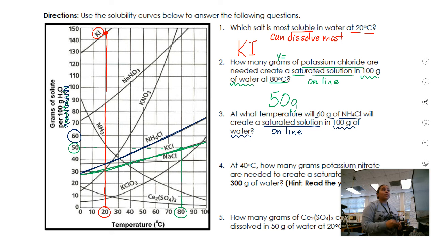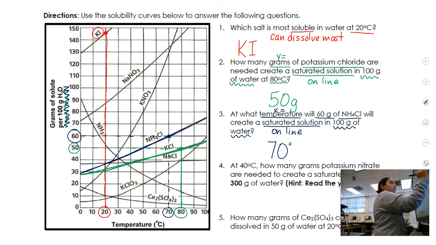And we want to know what temperature. So that means that we're looking for an x-axis answer. So we have 60 grams. We're going to go over to where that NH4Cl line is. We want to get a point along the line, and then we want to see what temperature that is, and that would be at 70 degrees Celsius. All right, let's continue.